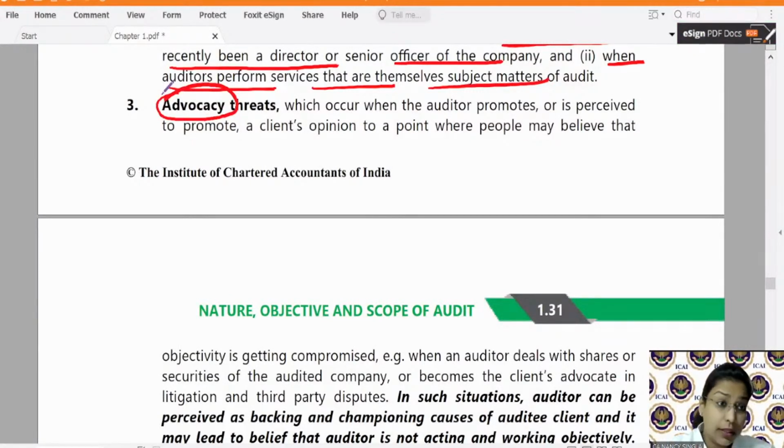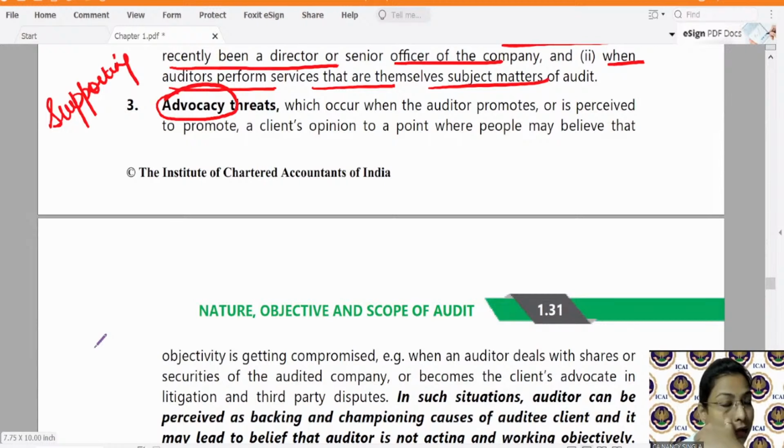Advocacy is supporting someone, right? What does advocacy mean? Supporting. So when an auditor becomes the client's advocate in any litigation, let's say litigation is going against the company with respect to some income tax matters, and the auditor has become the advocate of the client with respect to such matter. Now see, it will appear to a third party that he is conducting the audit and yet he is supporting the client. So independence in appearance is not there now.